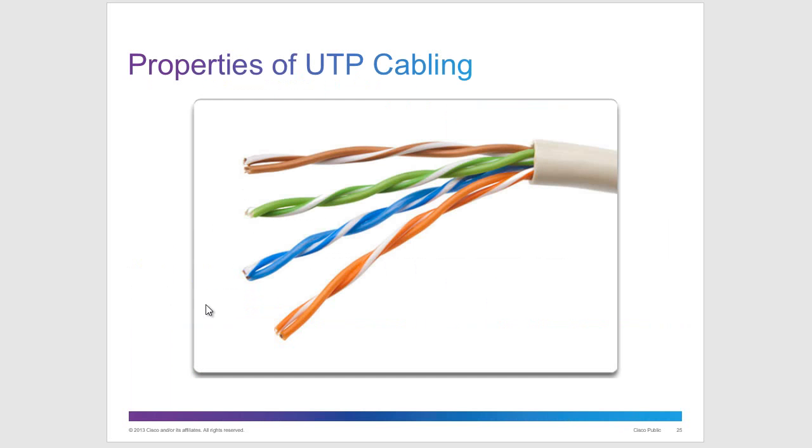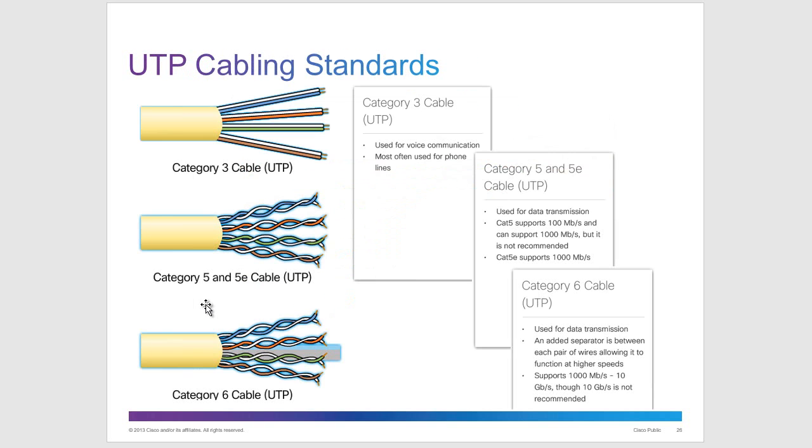Okay, so unshielded twisted pair cabling, properties of. Well, let's go ahead and move on to the different types we have of unshielded twisted pair. We have your category 3, which you would most often see for phone lines. You won't see it in your networks that you build. What you're going to be using is category 5E, most likely.